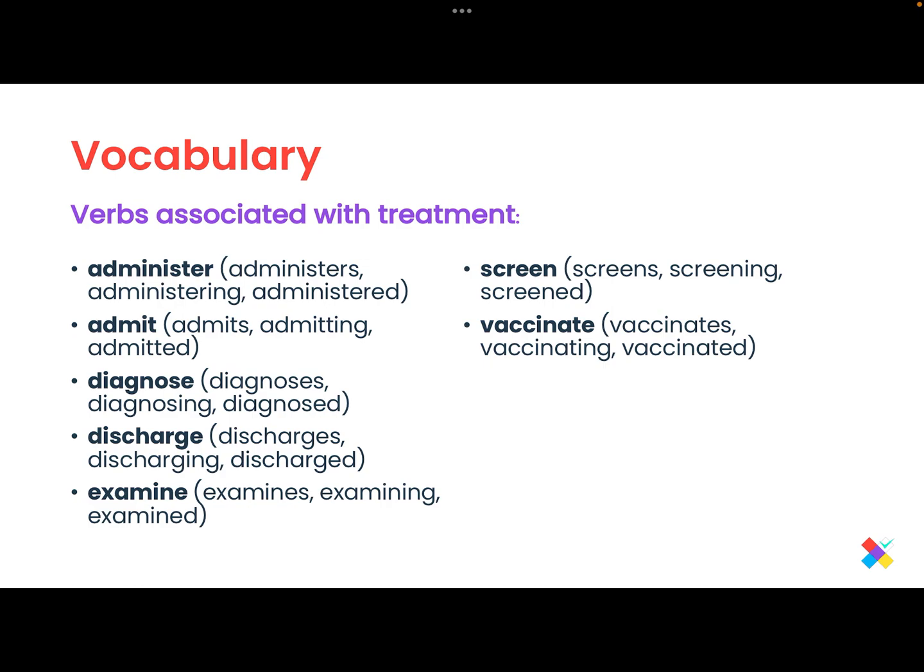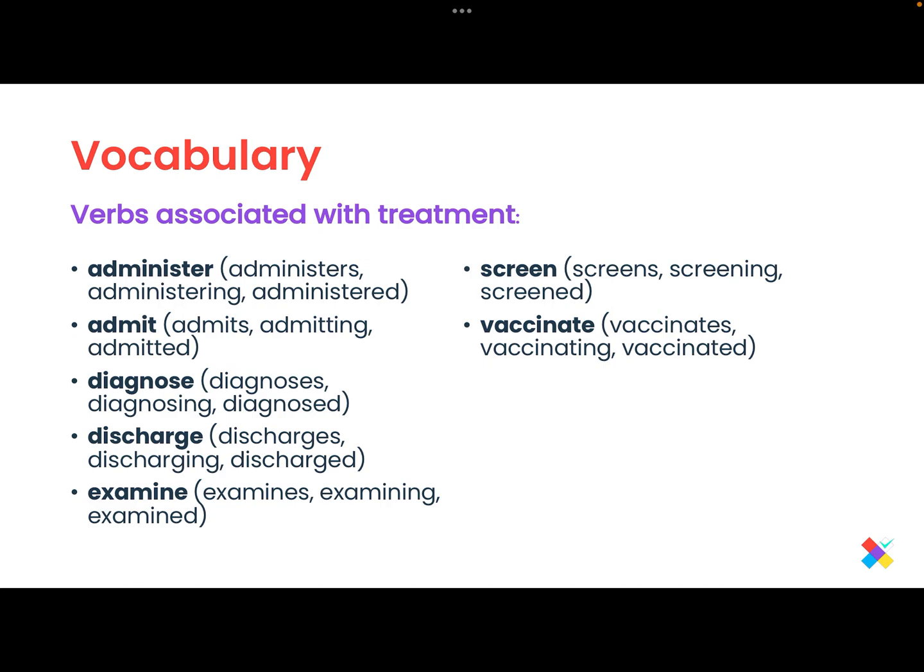Then we have screen, which is also a noun, but in this kind of situation is a verb. To screen for a disease means to examine people to make sure that they do not have it. For example, men over 50 are routinely screened for prostate abnormalities. And the last one, which is well known. We've used this word for the past 2 years.